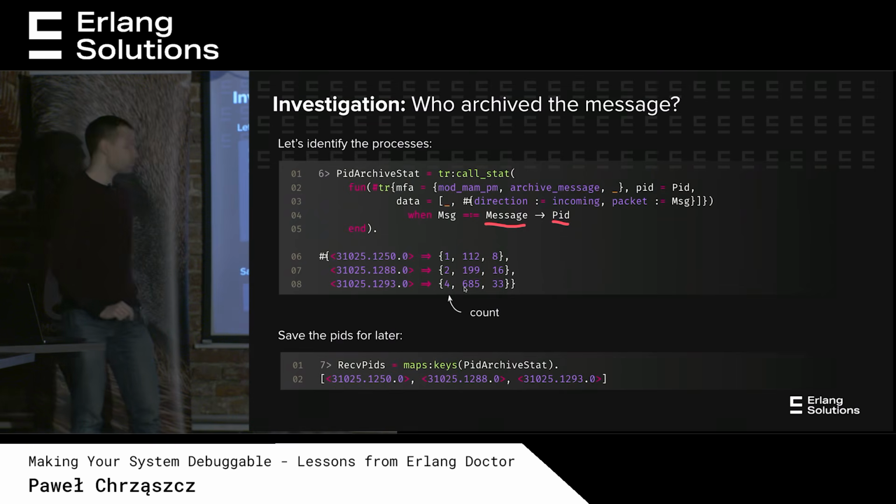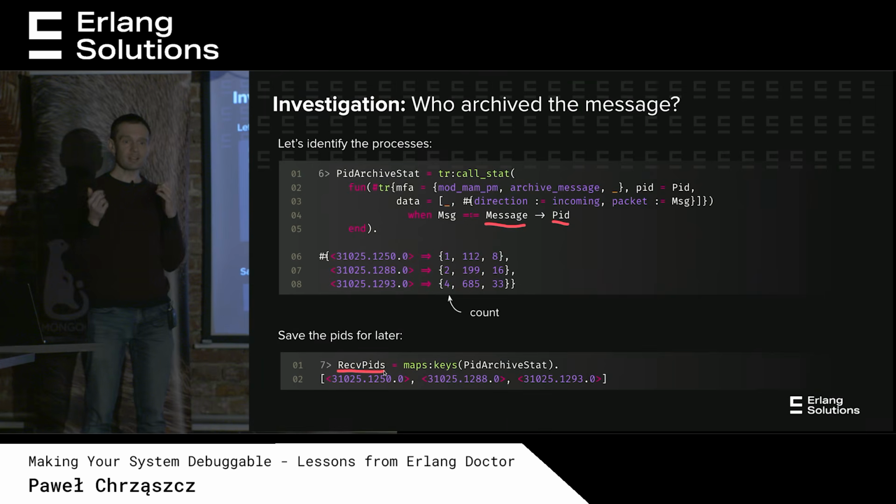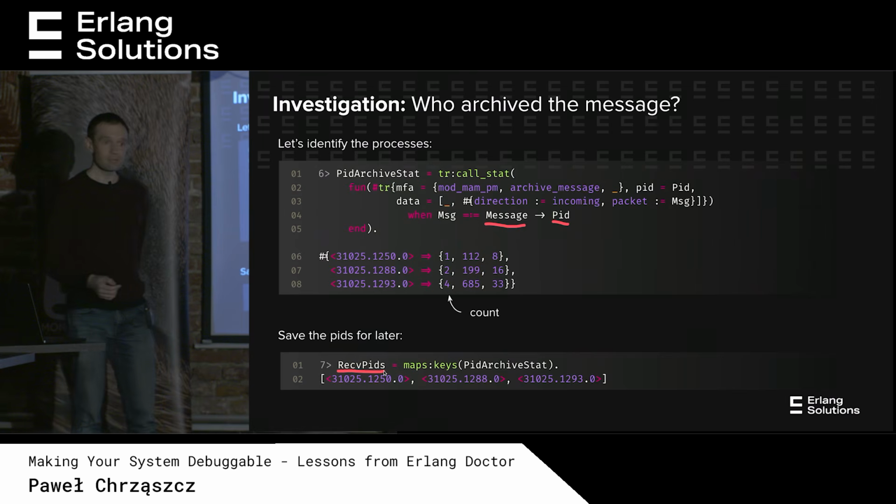Well, let's save the PIDs of those processes for later. By the way, why am I calling them receiver PIDs? Because every message has a sender and recipient, and in this case the recipient had a crazy amount of sessions open, which was actually the problem with that client. So here we have 3 sessions of the recipient of the message.